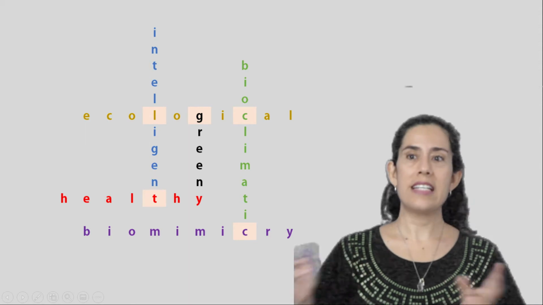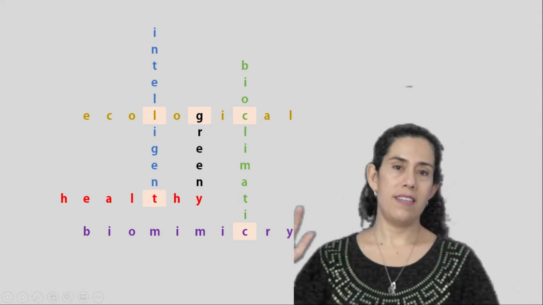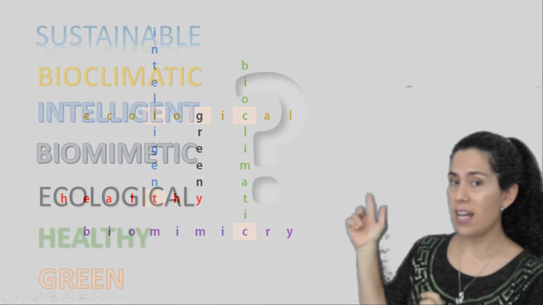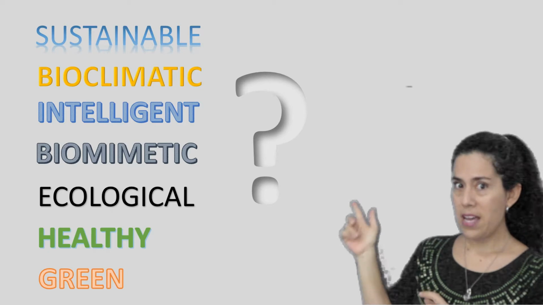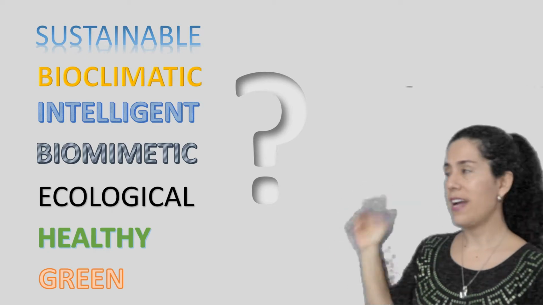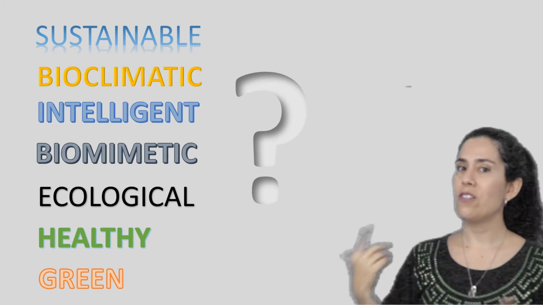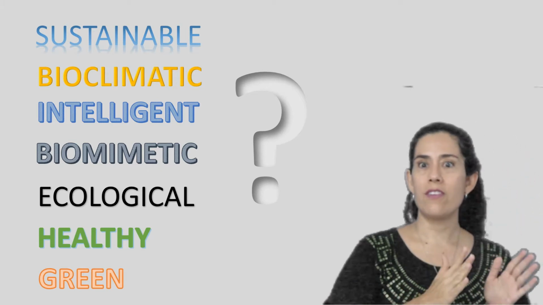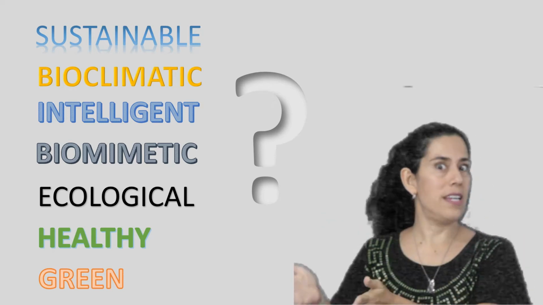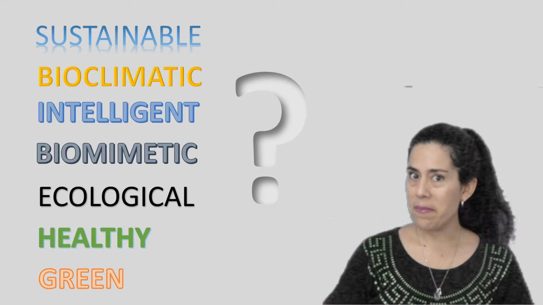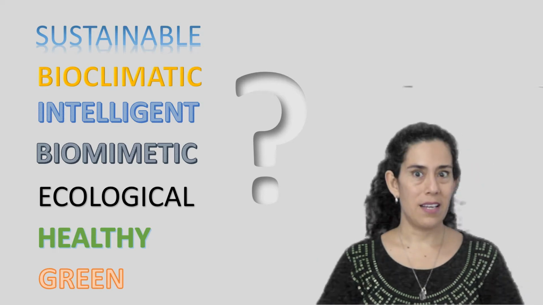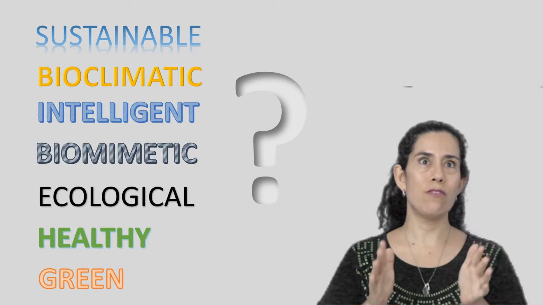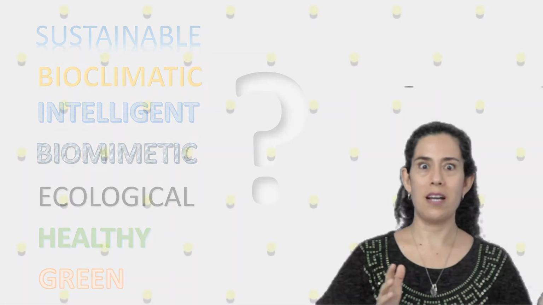Now, the types of architecture that we're going to discuss are sustainable, bioclimatic, intelligent, biomimetic, ecological, healthy, and green architecture. They are sometimes defined as the same kind of thing when it refers to architecture that cares for the environment. But are they the same? Do they mean the same thing? Well, they're actually not, and there are little differences that make them very useful in certain different types.